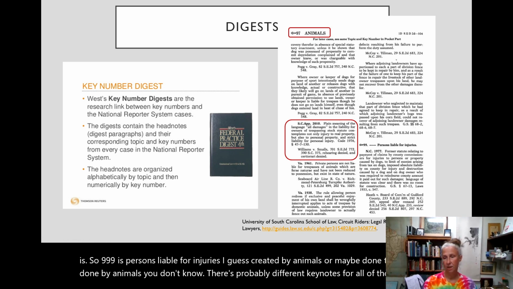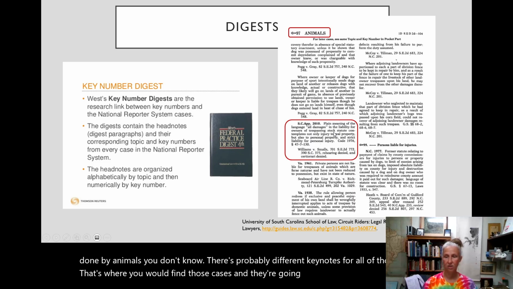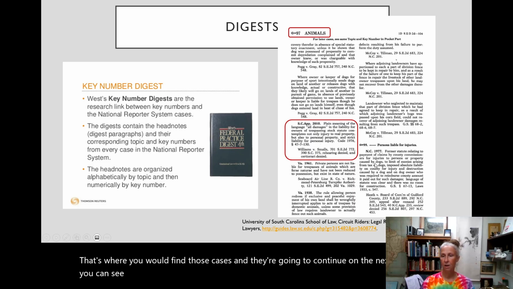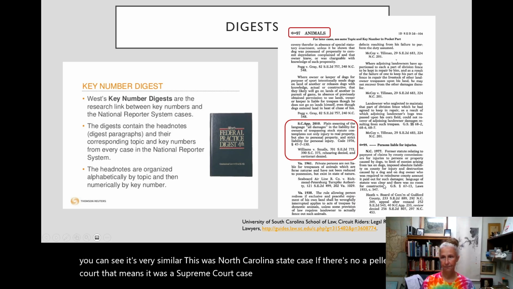That's where you would find those cases, and they're going to continue on the next pages. And you can see it's very similar. This was a North Carolina state case. If there's no appellate or district court, that means it was a Supreme Court case, which always has more weight.